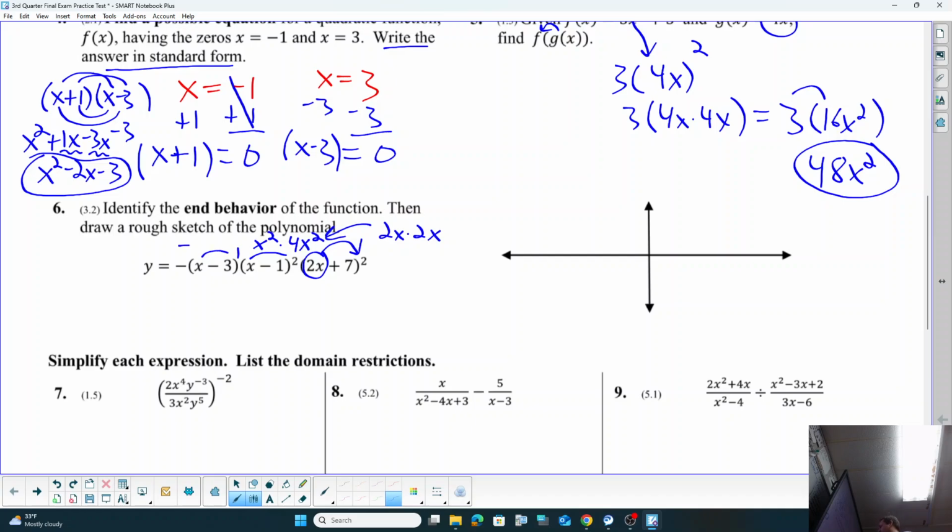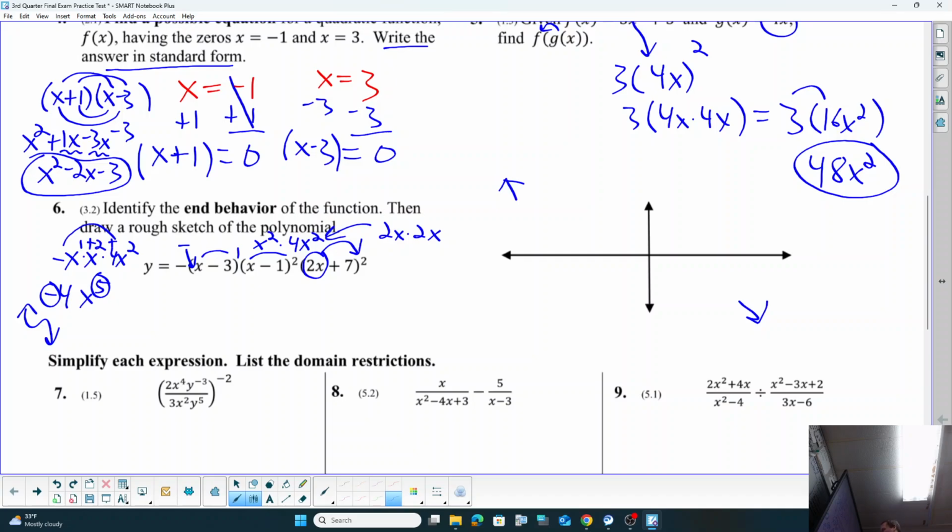And then we also have a negative in there, right? So we have negative x to the first power times x squared times 4x squared. So that 4 with the negative is a negative 4. And then 1 plus 2 plus 3. Add the powers. So that's going to be x to the 5th power. Okay, so now we're negative and we're odd. So negative and odd means that we start off high and we finish low, and we're going opposite directions for our end behavior. So there's our end behavior.